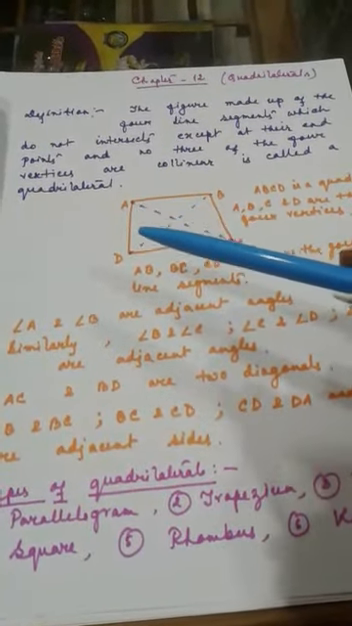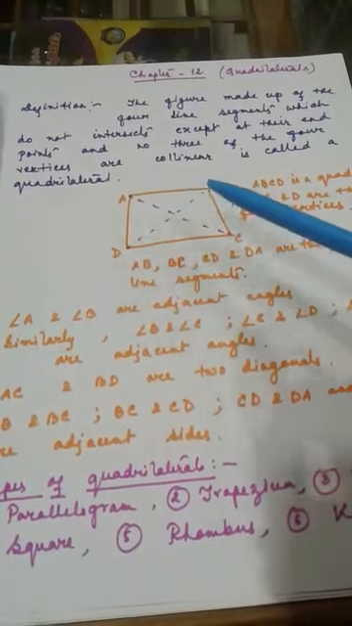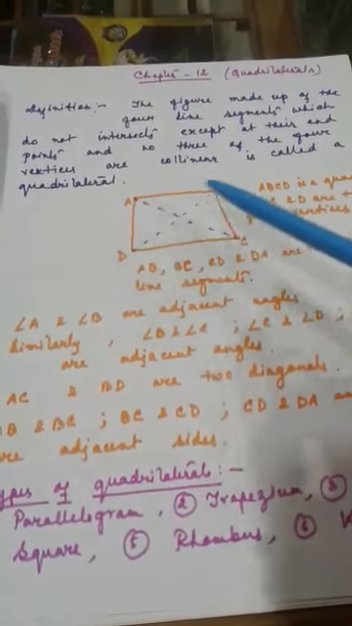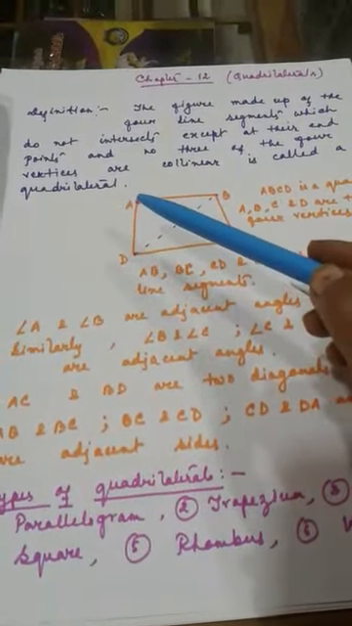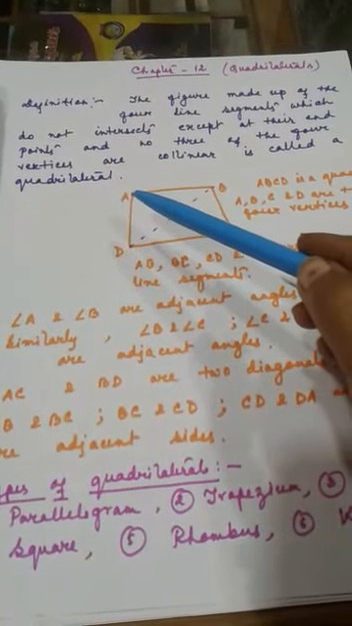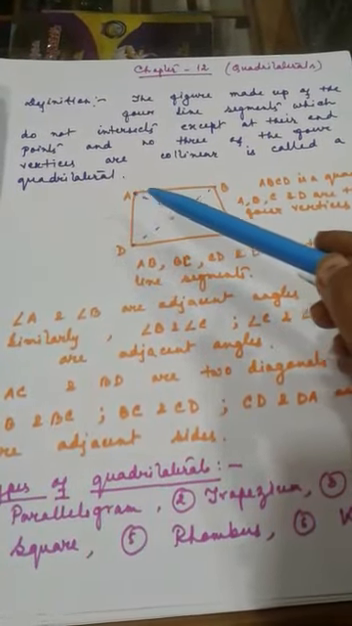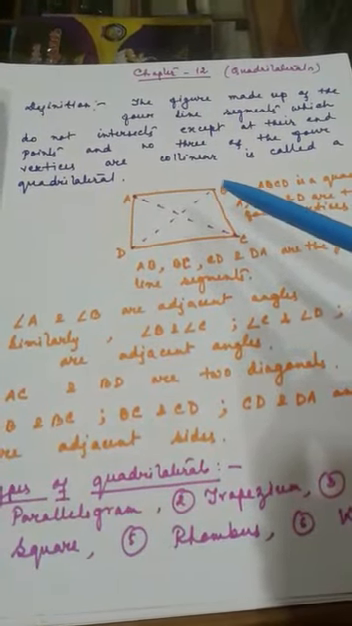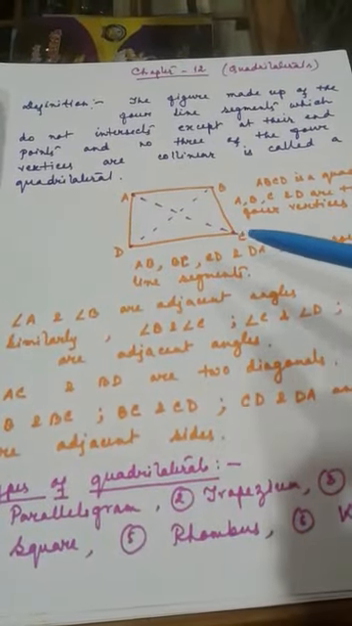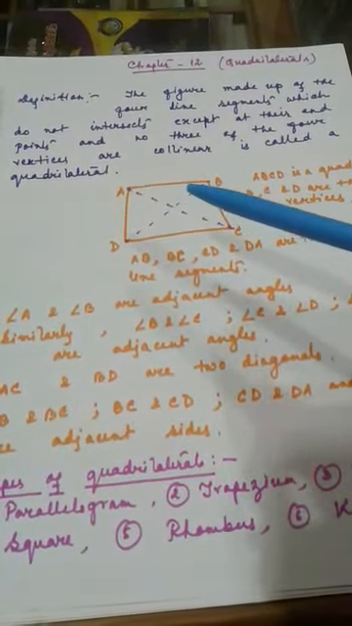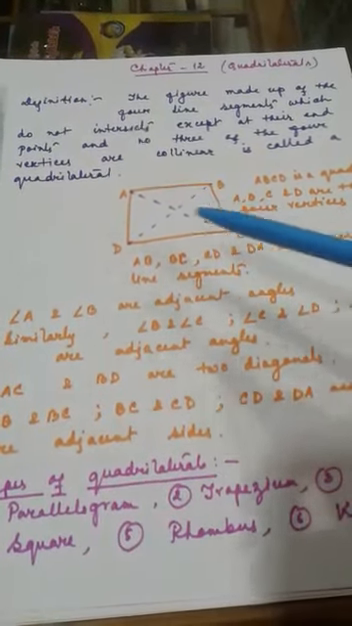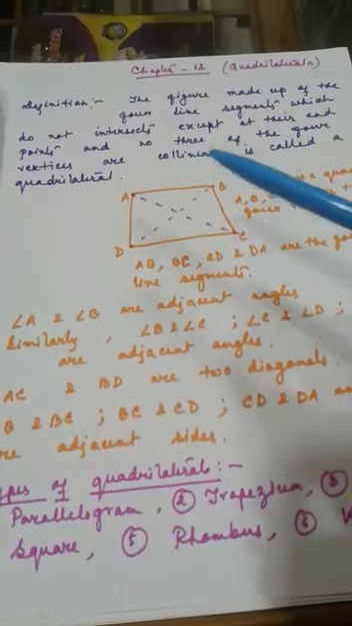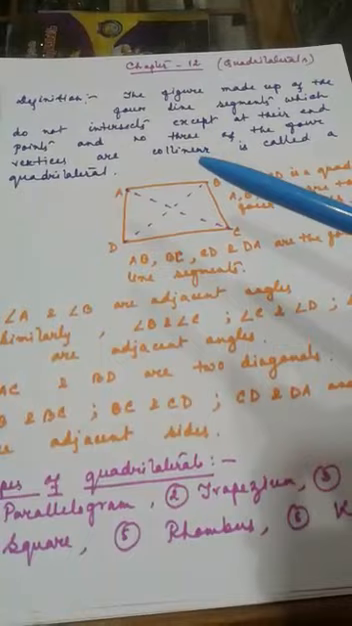What does it mean? If you consider these 2 line segments, suppose AB and AD, you will see these 2 line segments meet at point A. In the same way, if you consider AB and BC, they meet at B. If you consider BC and CD, they meet at point C. And if you consider CD and DA, they meet at point D. And the next part, no 3 of the 4 vertices are collinear.